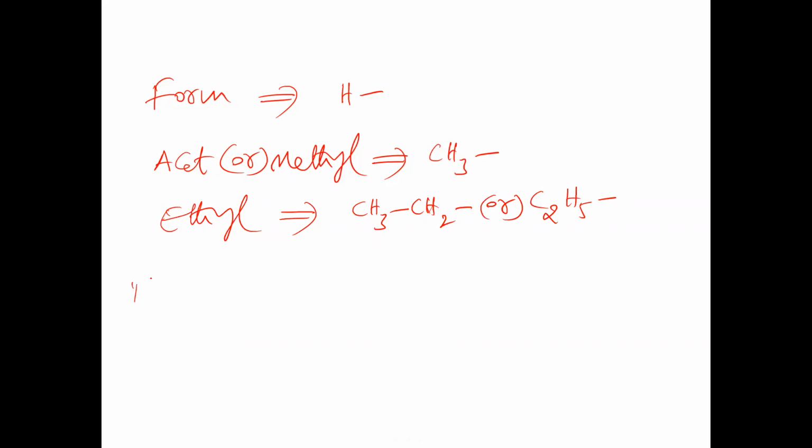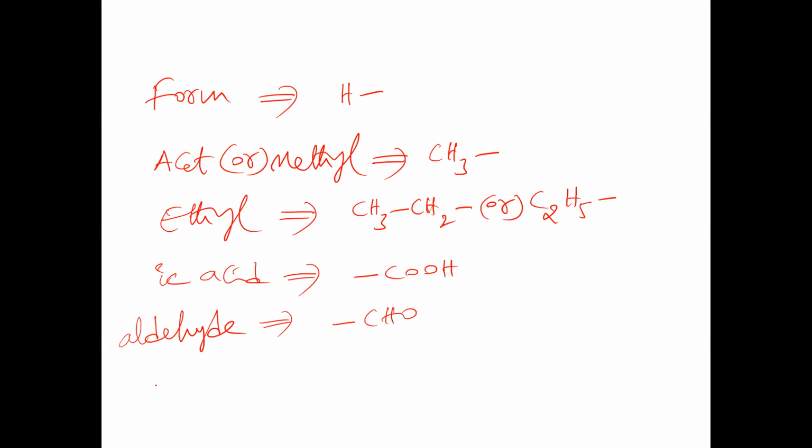Suppose you take formic acid, form, and also common names like this. Whenever ic acid is there, ic acid means always take bond COOH. Wherever ic acid comes, you take COOH. And wherever al comes, you take bond CHO. Wherever aldehyde comes, you take CHO. In common names we say aldehyde, na? Aldehyde means CHO. Alcohol. What is the functional group?